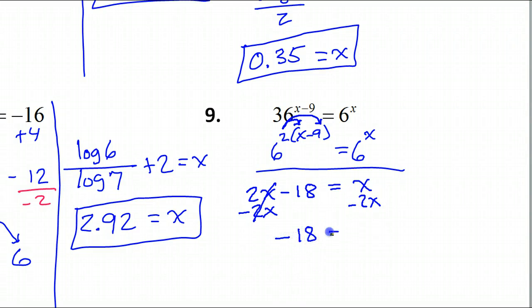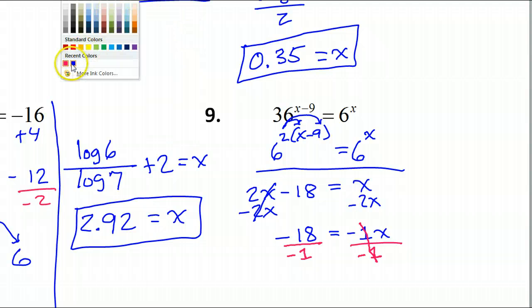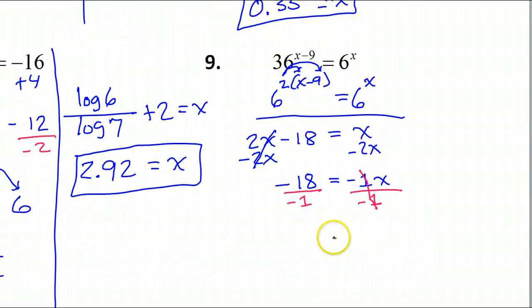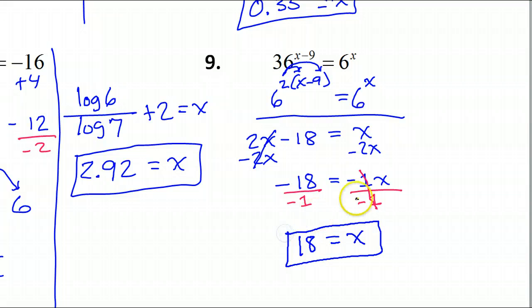Anyway, so that would leave negative 18 is equal to negative 1x. Now we don't really need the 1, but I might as well leave it for now to help me with the next step. Because to get x by itself, I would divide both sides by this negative 1, that way they cancel out. And a negative divided by a negative, of course, is a positive. So that's why the final answer here is number 18.